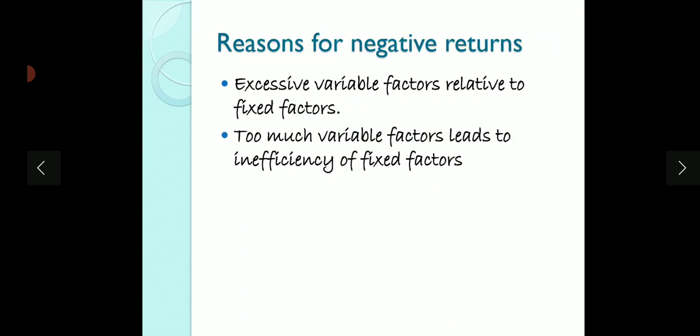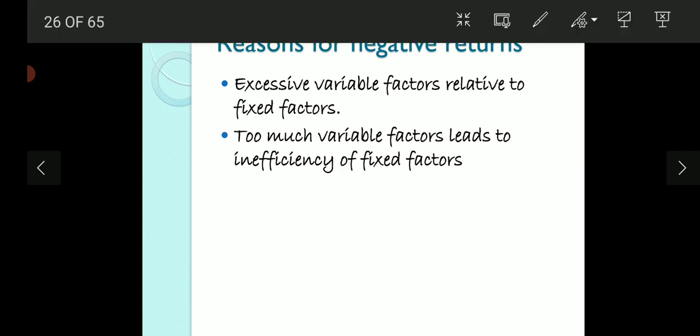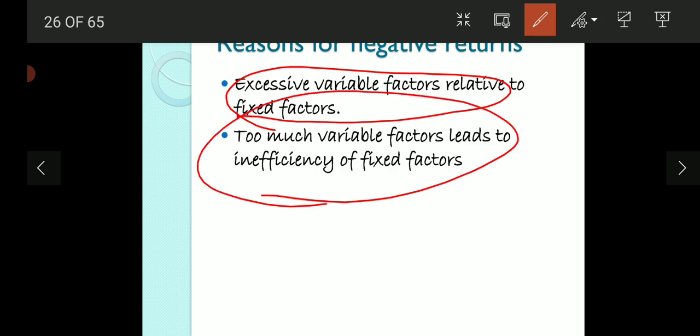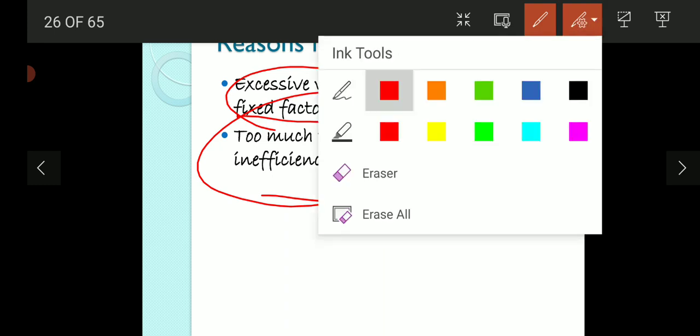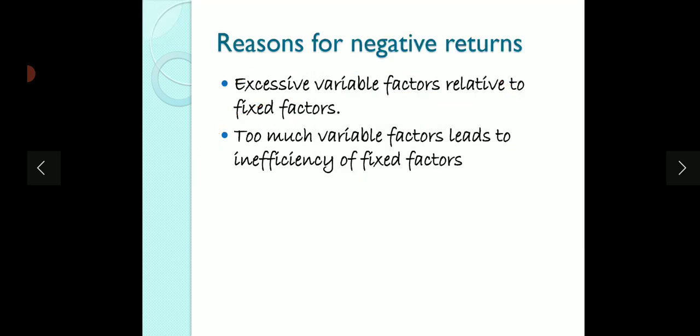And the last is negative returns. Again, the same reasons, because too much pressure on fixed factors. Too many variable factors have brought out the inefficiencies. The machine might break down, there might be damages. So because of these reasons, we might start getting negative returns.